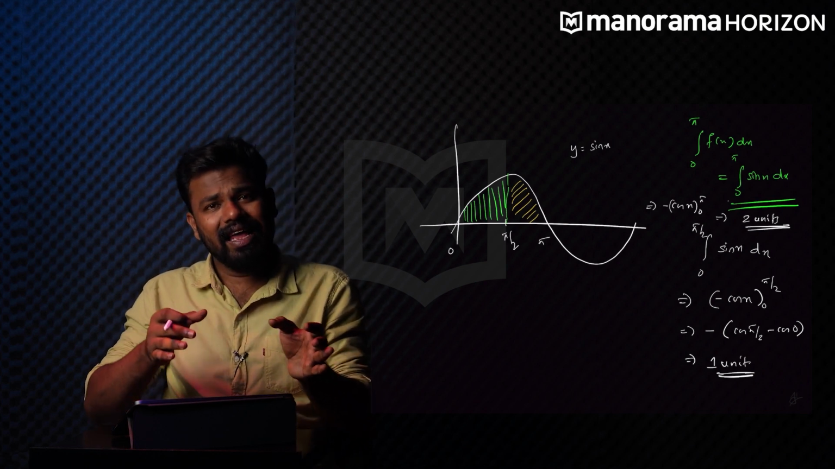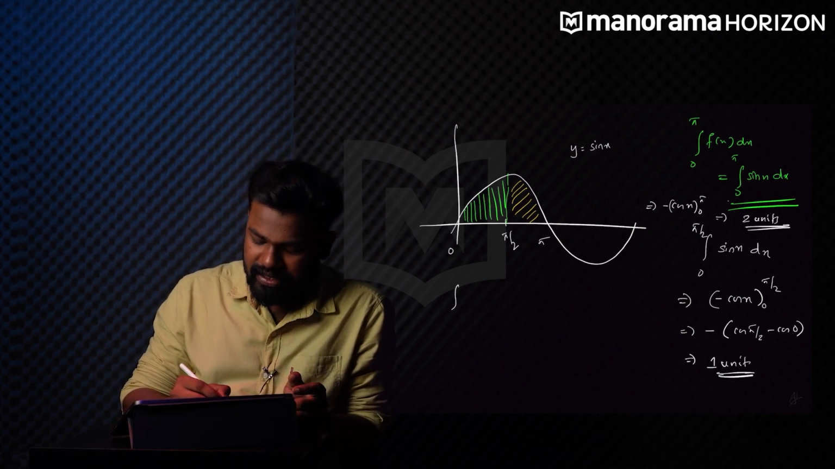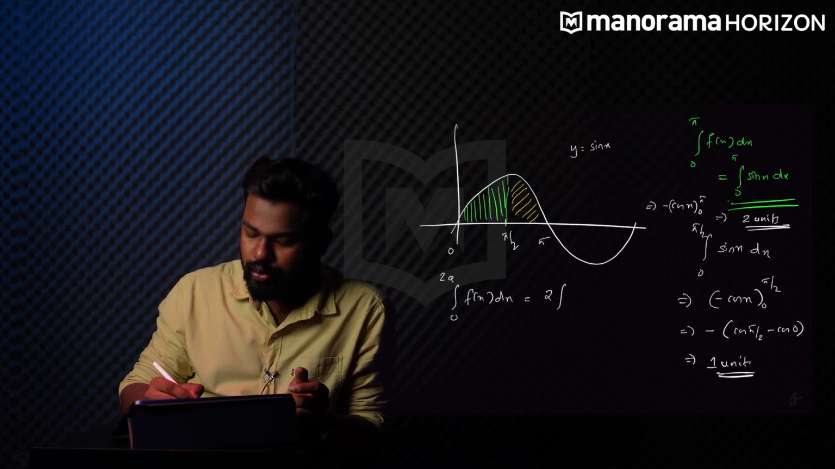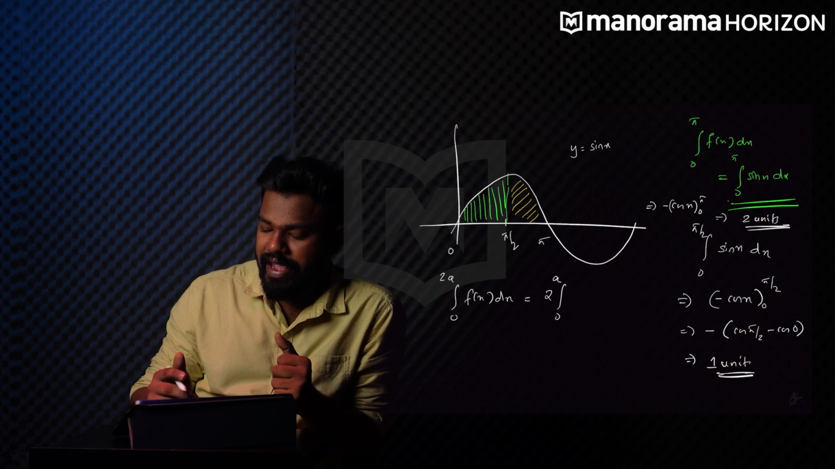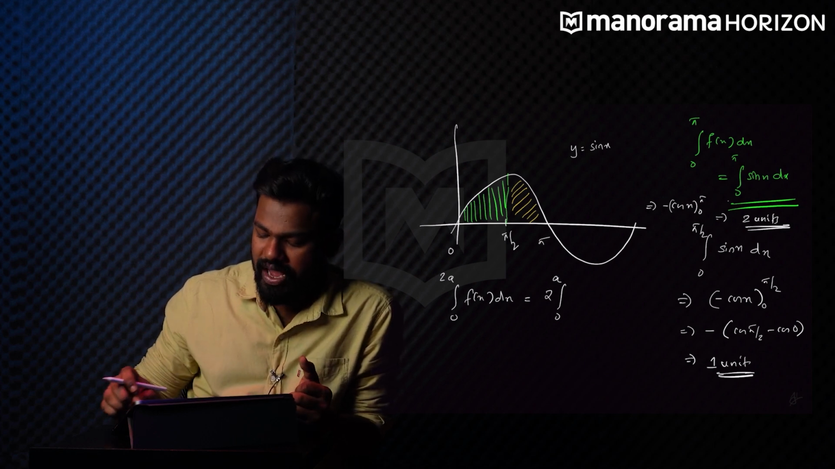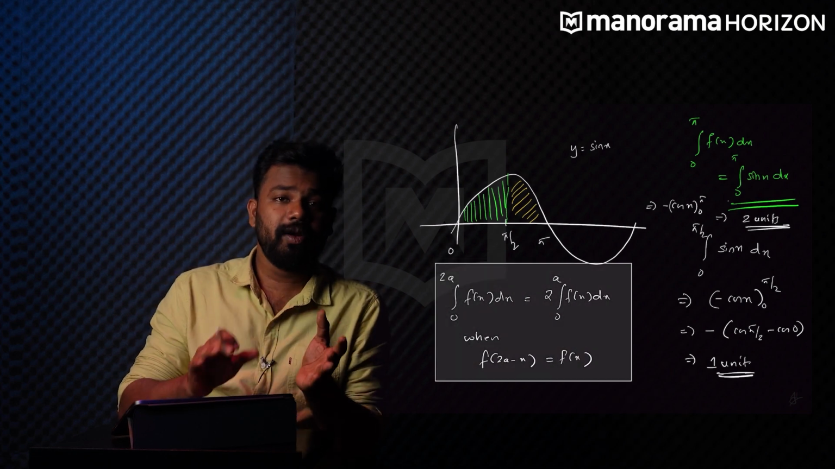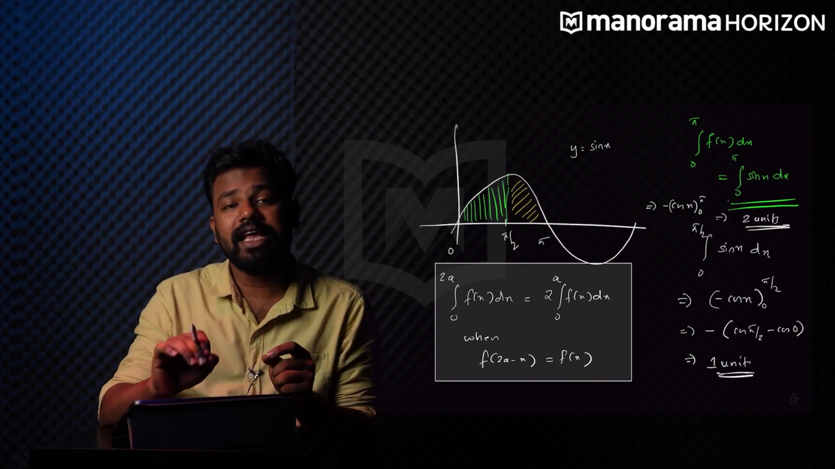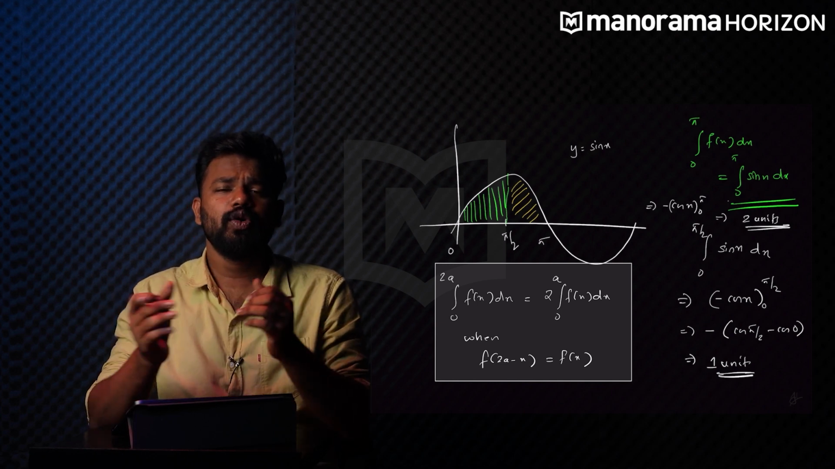So that means I have a small property from this integral. If I take the integral from 0 to 2a of f of x, I can also write this as 2 times the integral from 0 to a. So the limit changes from 0 to 2a to 0 to a, and it is doubled: 2 times the integral from 0 to a of f of x dx, only under the condition that f of 2a minus x is equal to f of x. If this condition is satisfied, we can use the direct property: the integral from 0 to 2a of f of x dx can be written as 2 into the integral from 0 to a of f of x dx. Understood? It's quite a useful formula.